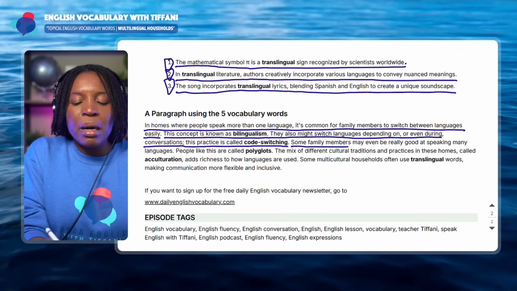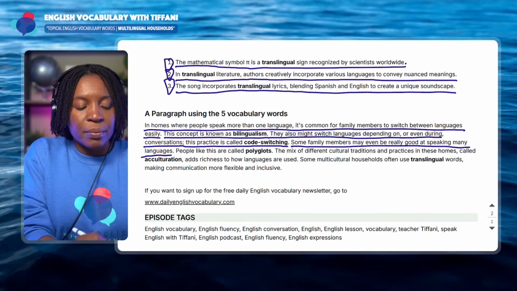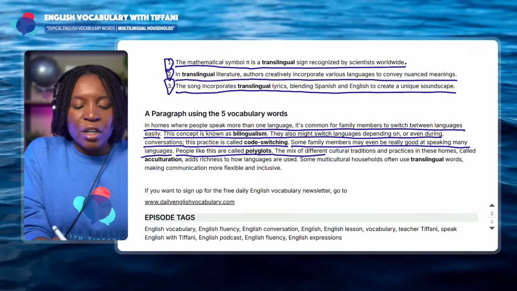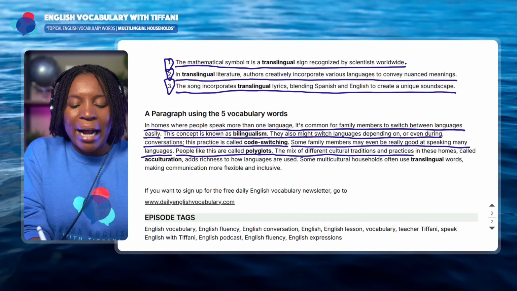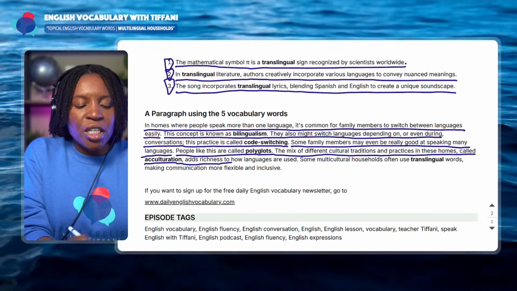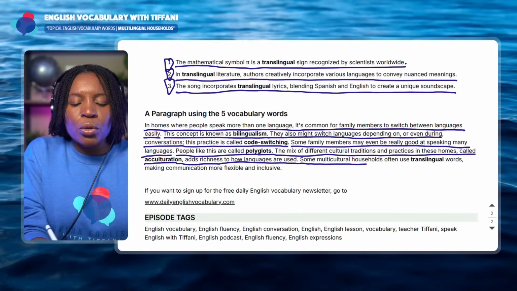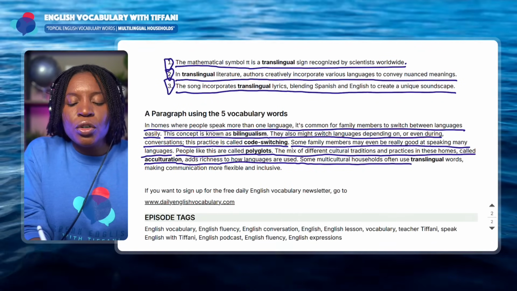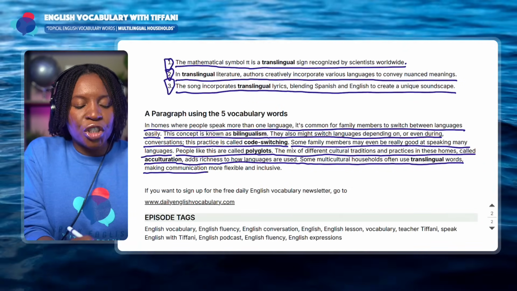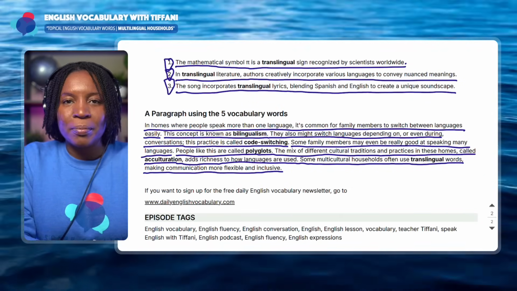Now, some family members may even be really good at speaking many languages. People like this are called polyglots. The mix of different cultural traditions and practices in these homes, called acculturation, adds richness to how languages are used. Some multicultural households often use translingual words, making communication more flexible and inclusive.